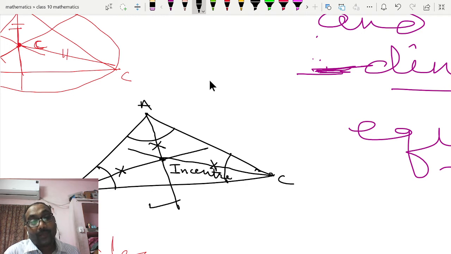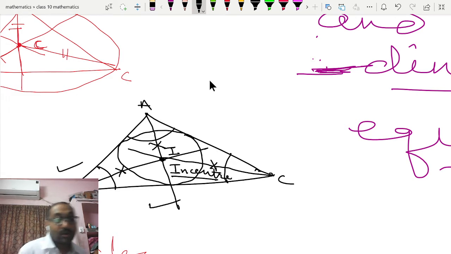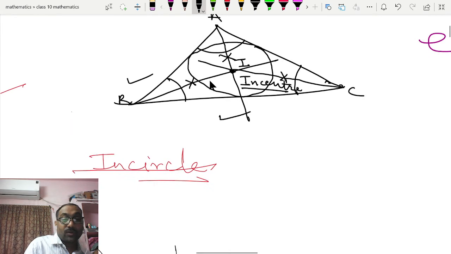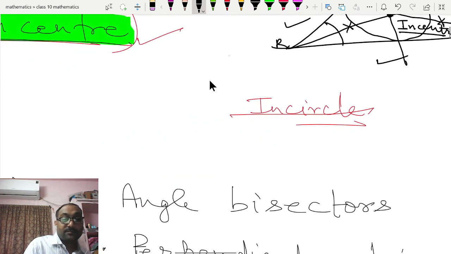So see, if you draw a circle inside the triangle, or in other words an inscribed circle, then the center of this inscribed circle will be the in center I. Okay, so the center of the inscribed circle is called in center, and this incircle can be formed by using angle bisectors of all the angles of the triangle. Okay, so here is the incircle.